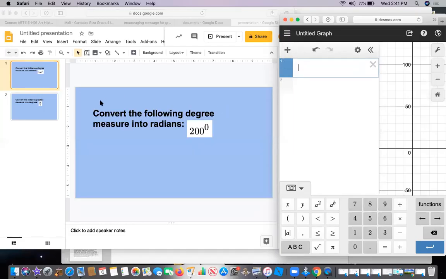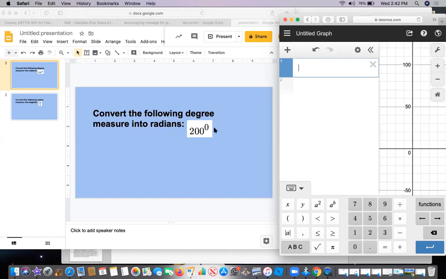This problem is talking about converting the degree measure into radians. Before we start solving this problem, the best way to solve a problem is to understand the terms that are associated in the problem. So this question is talking about the degree as well as the radian. We have to understand what is the meaning of degree as well as what is the meaning of radians.